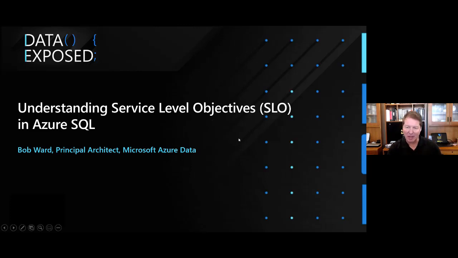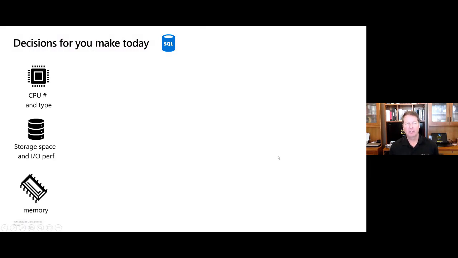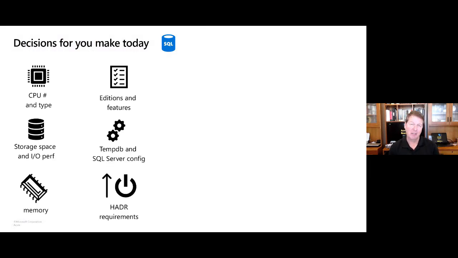To give you some context, it's important to know about decisions you make today when you're deploying something like a SQL Server or database. These are the kind of things you decide: whether you're using a virtual machine or a bare metal type computer. You have different hardware resources, different editions of SQL features you're looking at, configuration options, high availability requirements. You put all these decisions together for a couple of reasons.